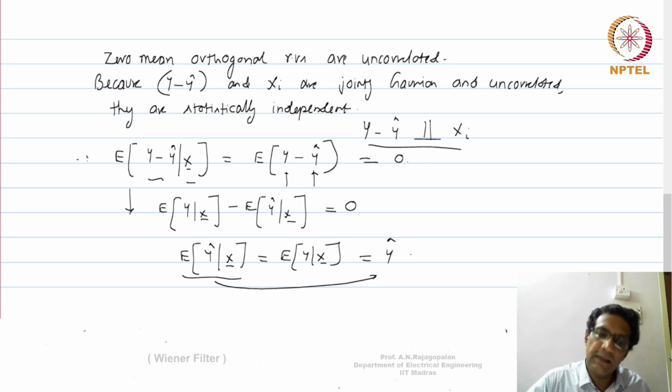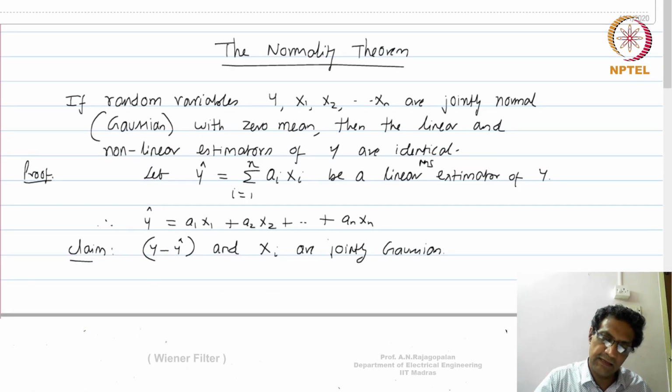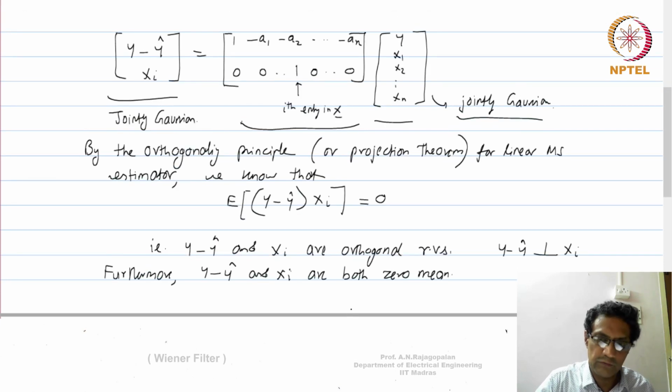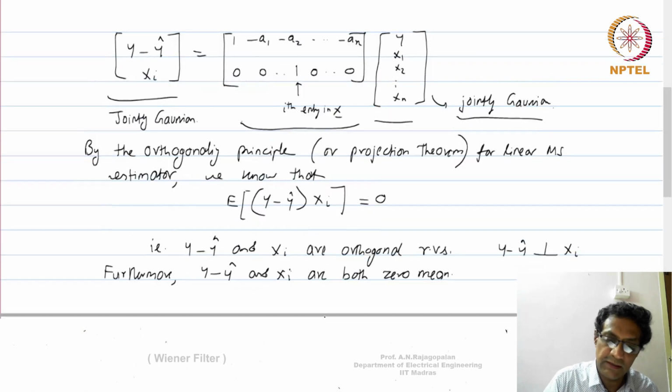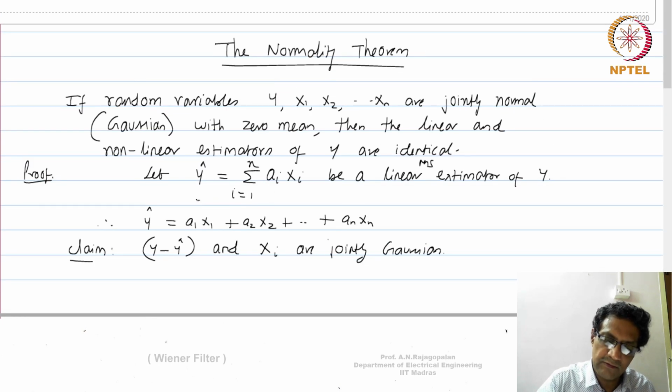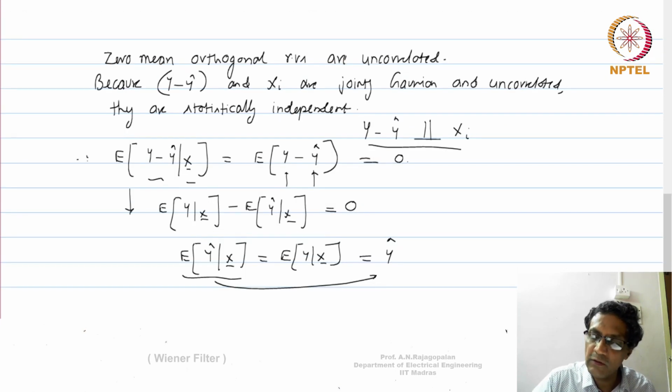And therefore, the linear estimator that we started off with, because we started with y hat being a linear estimator, and this orthogonality principle was also used for a linear mean square estimator. Now what we have eventually concluded is that the y hat that we started off with as a linear estimator is also the conditional mean. Therefore, that proves the equivalence. That means when the observed random variables are all jointly Gaussian, the conditional mean is linear in the observed variables. That means it will be a linear function of x, which is what it is in this case. That is the normality theorem.